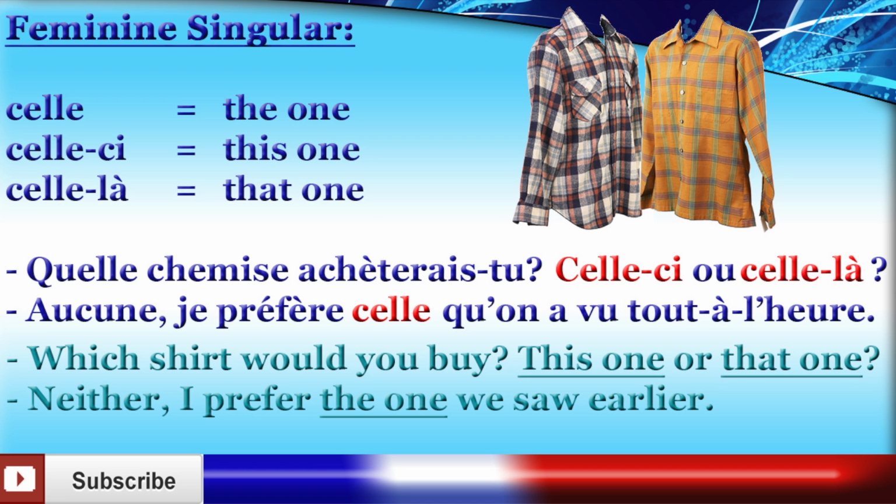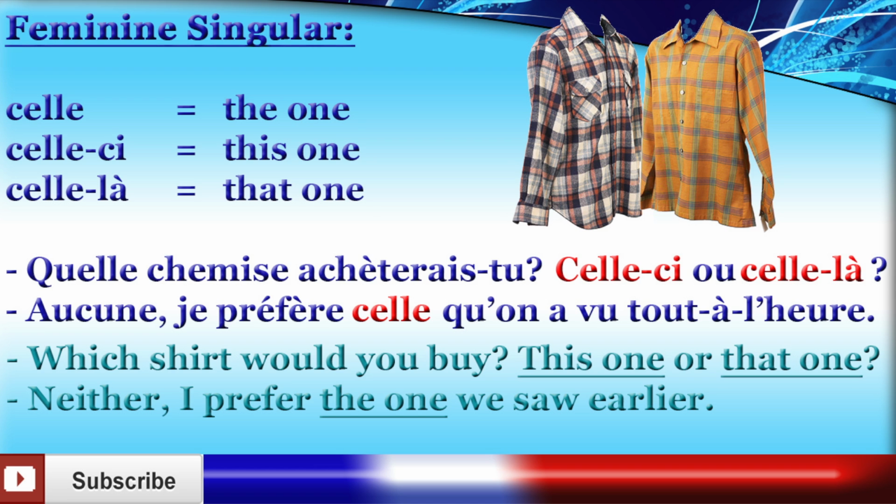For example, quelle chemise achèterais-tu? Celle-ci ou celle-là? Aucune, je préfère celle qu'on a vue tout à l'heure. Which shirt would you buy? This one or that one? Neither, I prefer the one we saw earlier.